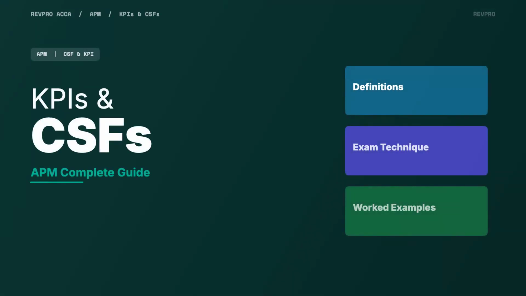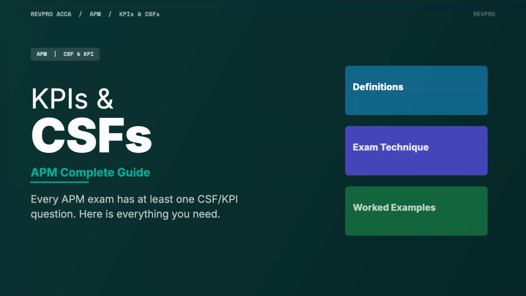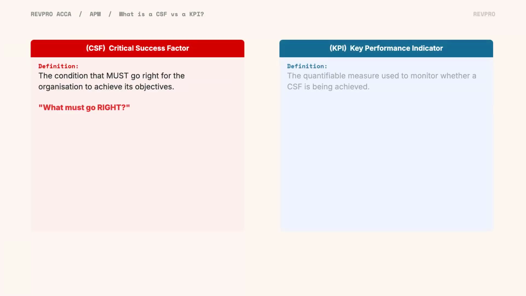In every APM exam, there is at least one question asking you to identify CSFs and suggest KPIs. It sounds simple, but most students lose marks by not linking them properly. In this video, we will cover everything from definitions to financial and non-financial themes to industry KPIs to exactly how to write a full exam answer. Let us start with the definitions.